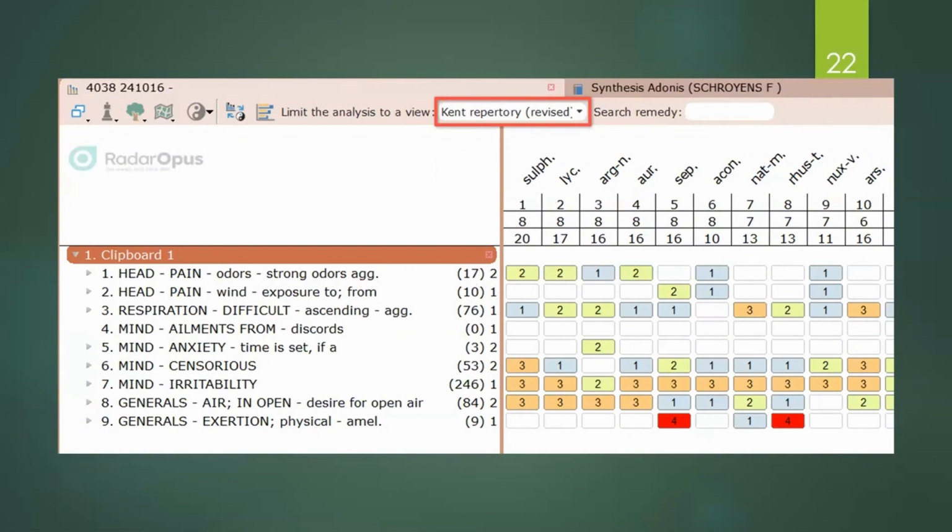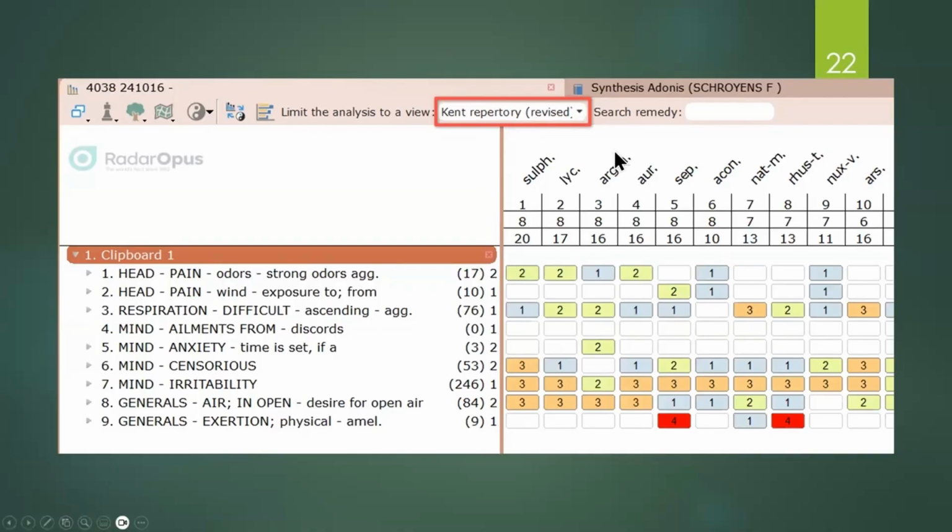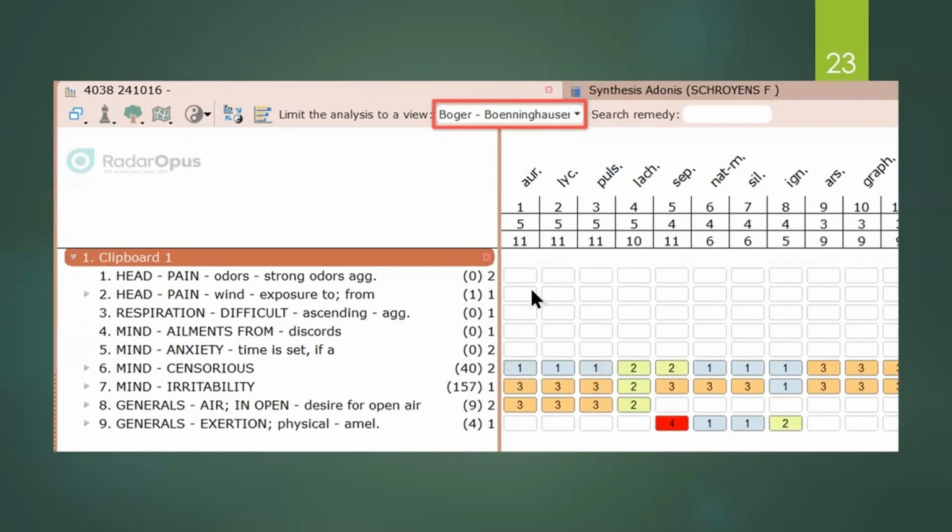Going back to the first part of my lecture, we can also select Berger and Böninghausen as a view. And then, of course, you will only see the more general symptoms, not headache from strong odors, etc. But look, there is something striking. You see aurum, lycopodium, sepia. If you go back to the first, you see aurum, lycopodium, sepia. So the Kentian approach with the specific symptoms and the Berger-Böninghausen approach with the general symptoms, they at least partially seem to offer the same remedies. Fascinating, no? It's really good to see it laid out side by side like that.